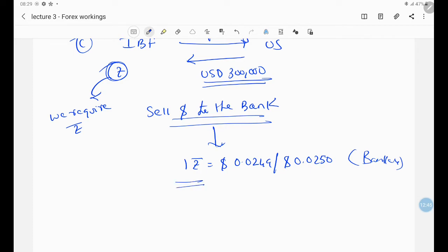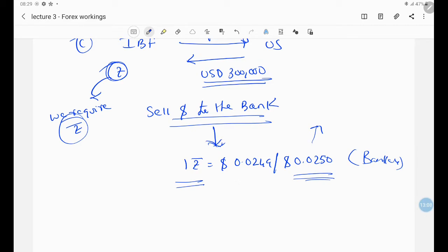So the bank will be selling rupee at 0.0250. Okay, the bank will, because we require rupee, right? So you have to see at what rate the bank will be selling rupee. We are selling dollar to the bank, but we require rupee, right? So from the point of view of the banker, you have to see, because the exchange rate is given in indirect quote, so you have to think only from the banker's point of view.